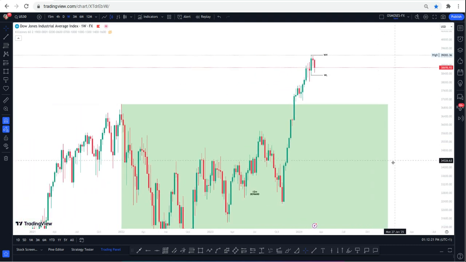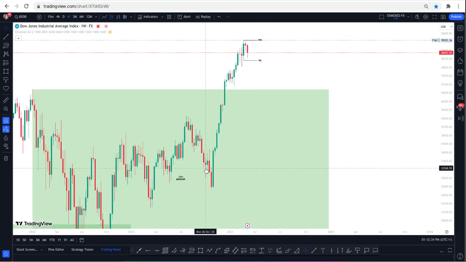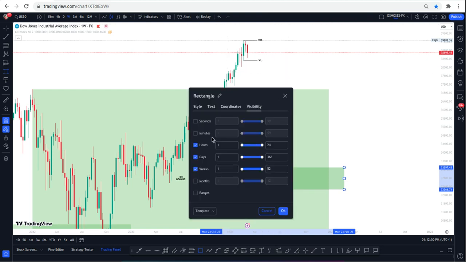So we have a demand here, we have a demand here, we have a demand here. We have demands in different zones. We have 1 here, 2 here, 3 here, 4 here. So probably I like those demands, which are from the weekly zones.